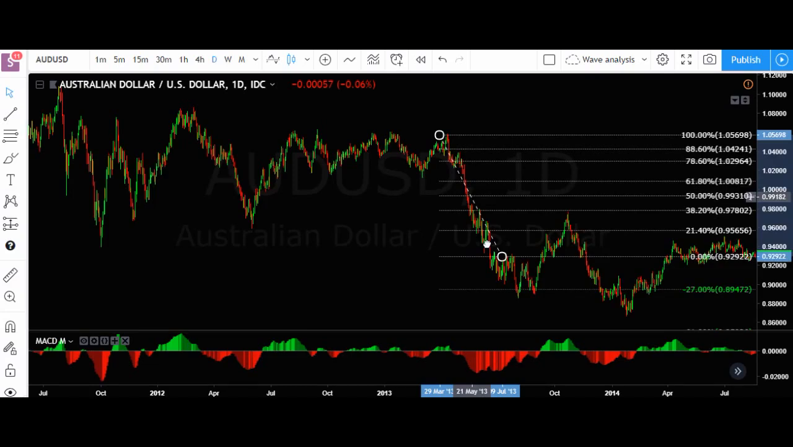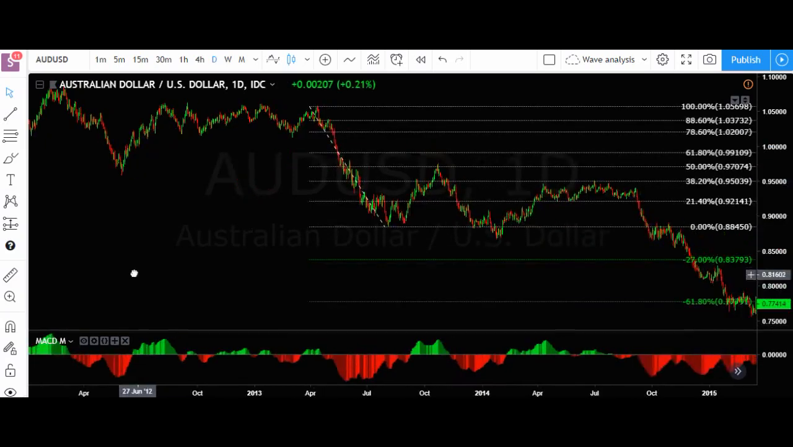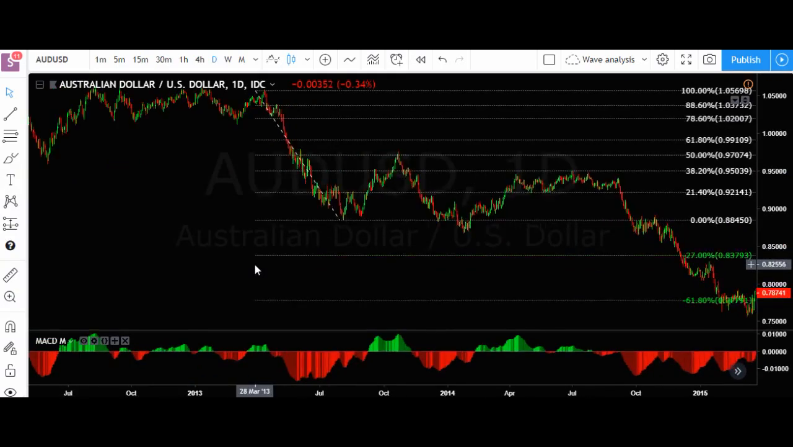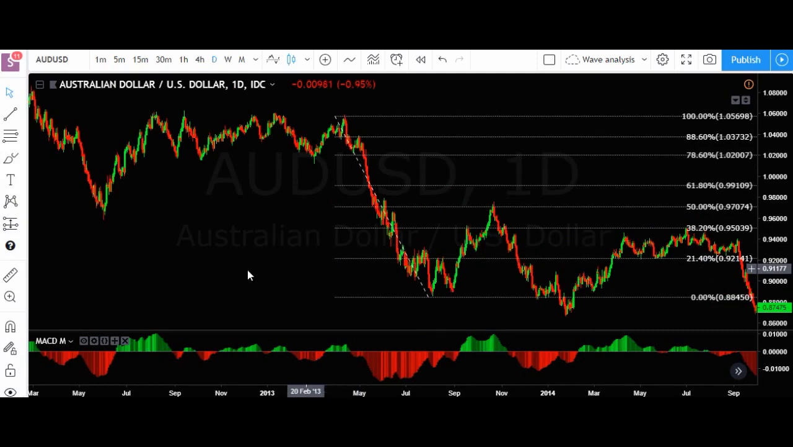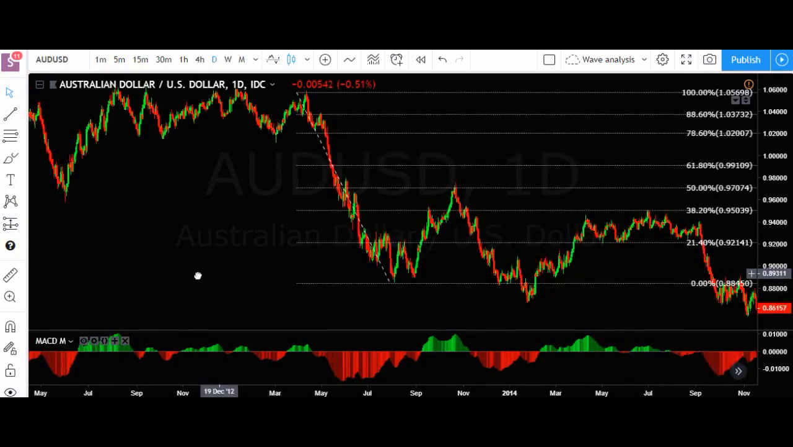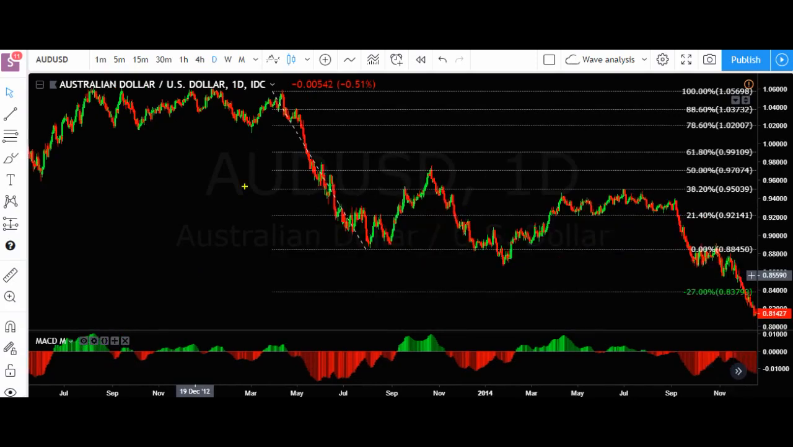Don't worry if you haven't got the hang of identifying your impulses yet. In later lessons, I'll show you exactly how to identify what is a proper impulse. But I'm sure you guys are starting to get my point of view on what an impulse actually is. An impulse is a very explosive move to the downside.